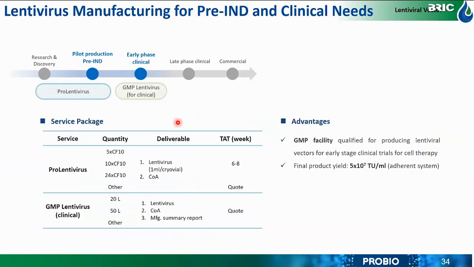And at GenScript, when the project moves to the clinical stage, GenScript ProBio can provide GMP-level lentivirus under fully GMP compliance, at different scales, from even 2025 cell factories to even a 50-liter single-use bioreactor, based on your project.